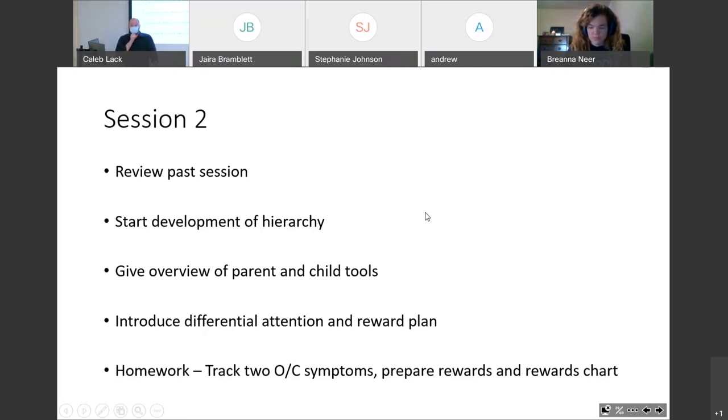Depending on the level of symptoms and the level of aggressiveness that will happen with certain children, you may or may not be able to start that for all symptoms at once. You may just pick one or two smaller things to start with, which is totally fine because you're practicing a skill. This is a new skill parents are practicing.